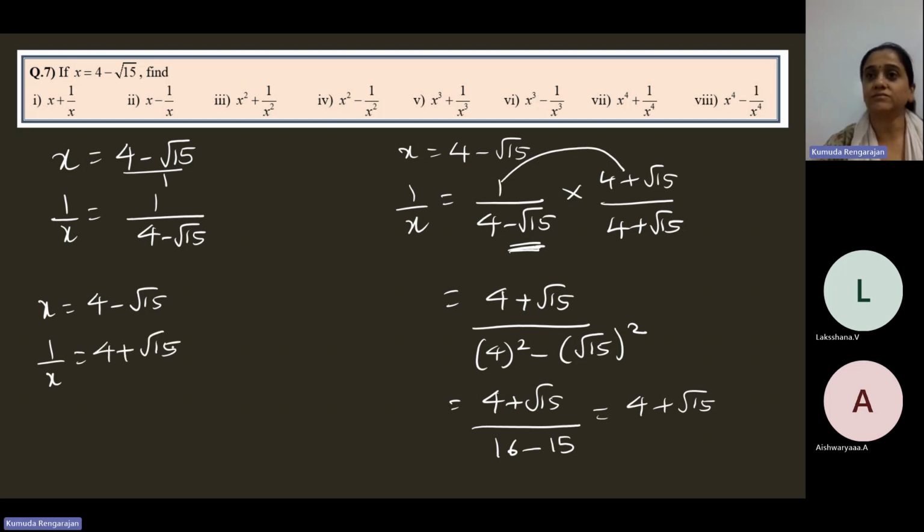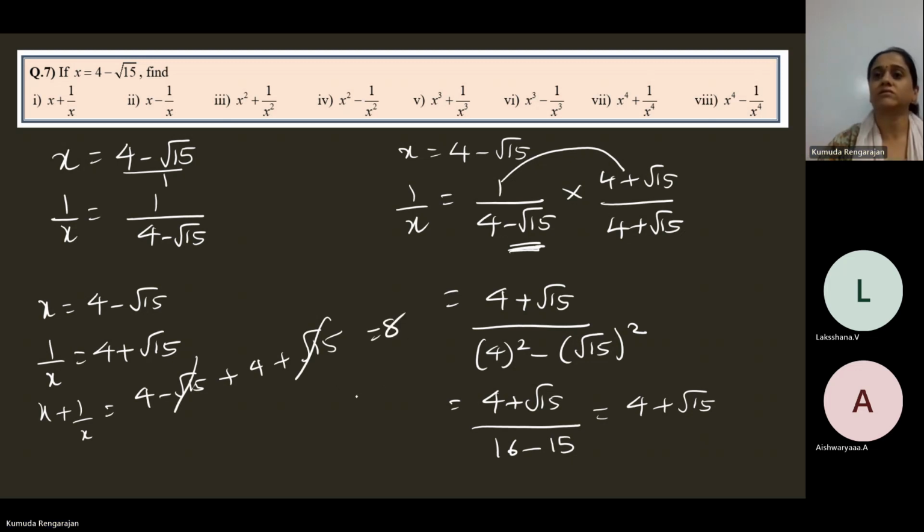So now x is equal to 4 minus root 15 and 1 by x is 4 plus root 15. Now add. X plus 1 by x is equal to 4 minus root 15 plus 4 plus root 15. So root 15 cancels, and 4 plus 4 is 8. X, the expression has a rational denominator. Good. 1 by x has an irrational denominator, so not good. You should rationalize the denominator. Use the conjugate and rationalize it. Now you have the value of 1 by x with a rational denominator, because it's 4 plus root 15 by 1. At this point, you find x plus 1 by x, which is 8.